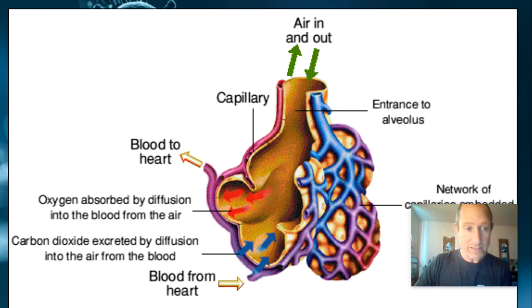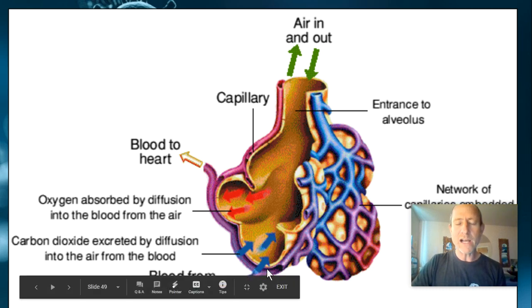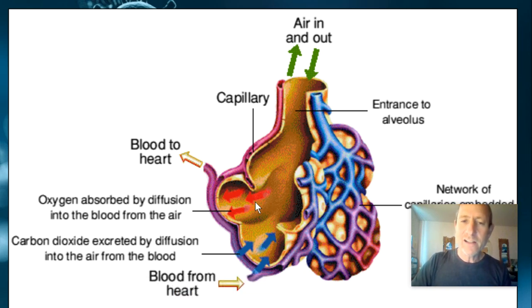So here's what happens. That air comes in and then blood that's coming from the body that's rich in carbon dioxide, that carbon dioxide leaves the blood through the little holes in the capillary, and the carbon dioxide goes into the air. So the carbon dioxide leaves the blood and enters the air, and then it's gone. Meanwhile, oxygen from an inhale comes and it leaves the air and enters the blood. And it's all just due to diffusion.